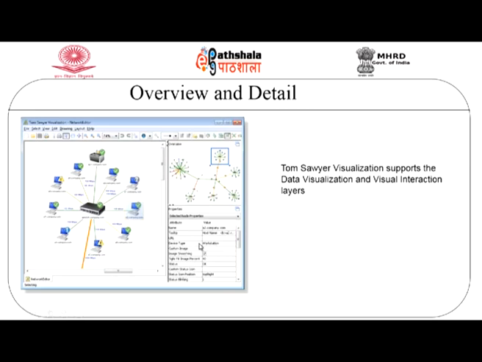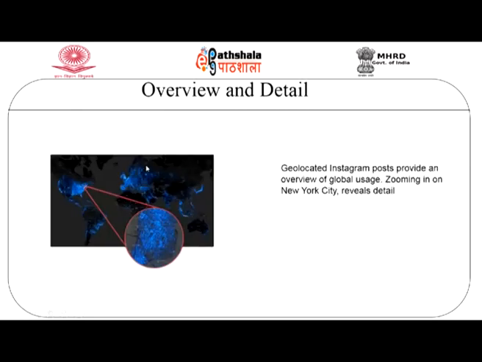This is another example of overview and detail visualization. This is a geolocated Instagram post that provides an overview of the global usage of Instagram. Zooming in at a particular city, in this case New York City, it reveals certain details. We can clearly see with respect to this city what are the areas that are using Instagram the most and which are the areas inside New York City that are using Instagram least. Everything can be visualized with the help of this overview and detail visualization.